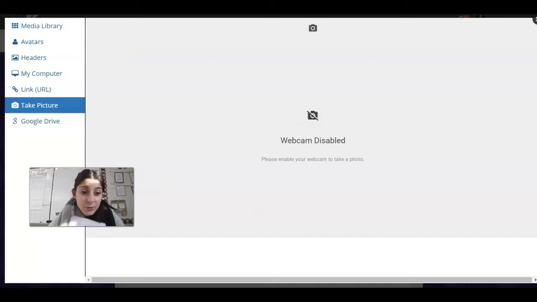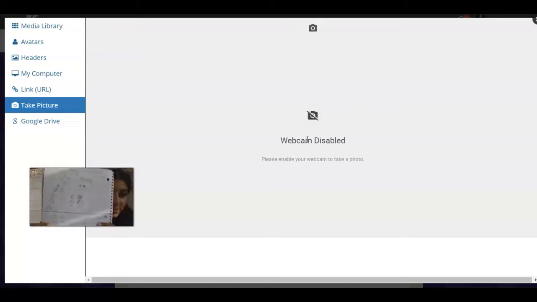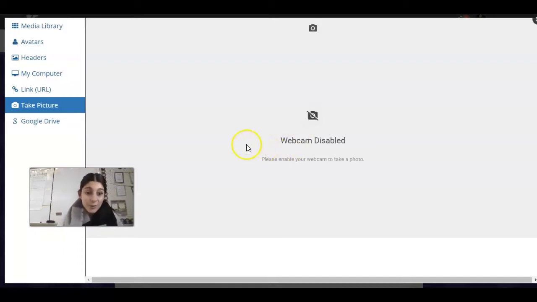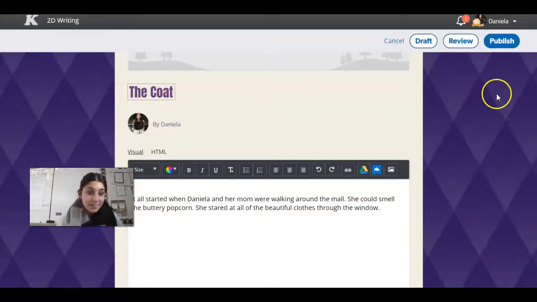Okay, it won't let me do it when I'm doing this video, but that's okay. If you click this camera button, take a picture, you can hold up your notebook where your picture is and take a picture of your notebook so that the picture you drew here is going to show up on here. And then you can put it inside of your writing. It's pretty cool how you can do that. So if you want your pictures to also be in there, do that.